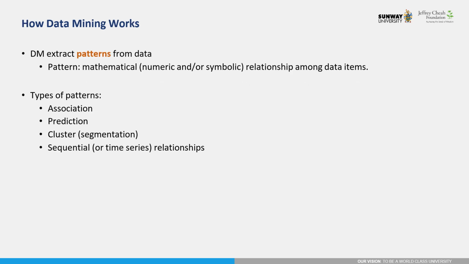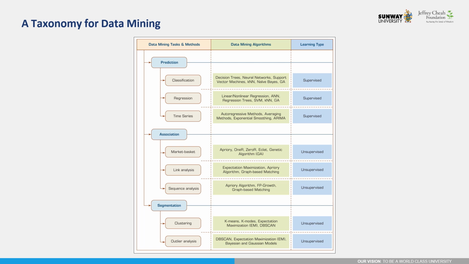How data mining works: data mining looks for patterns, and a pattern may come in different formats, like numeric and symbolic relationships among the data items. So we have different patterns: association, prediction, clustering, and sequential, meaning time series. If you are looking at the taxonomy of data mining, this is easy to understand, but of course you need to be careful about prediction.